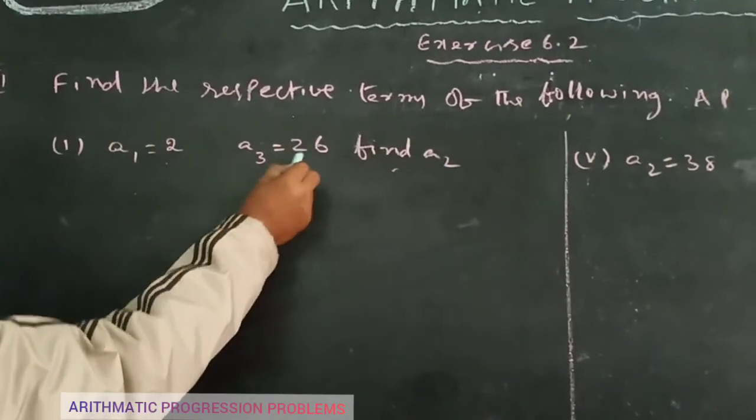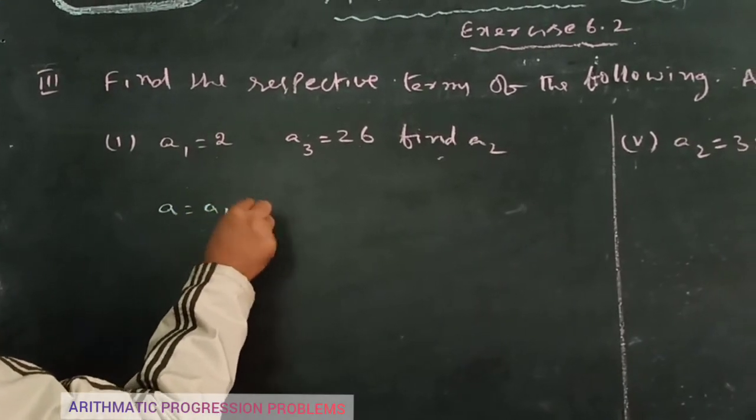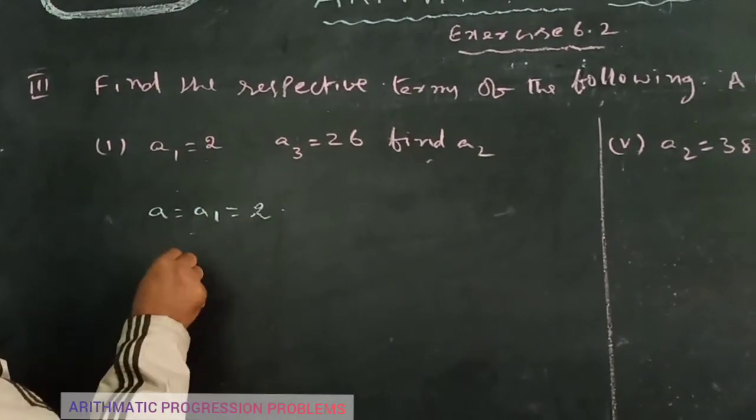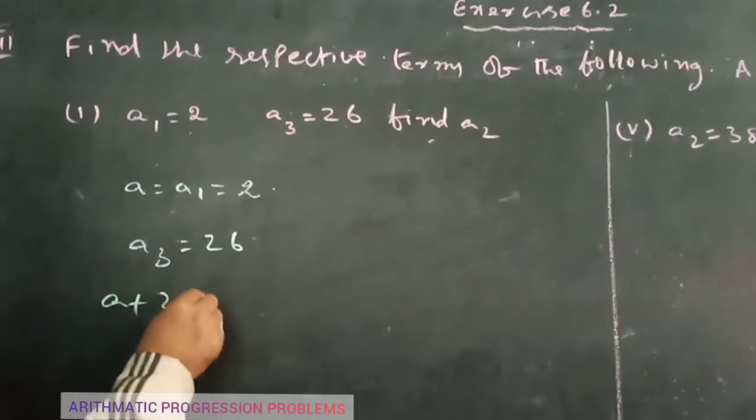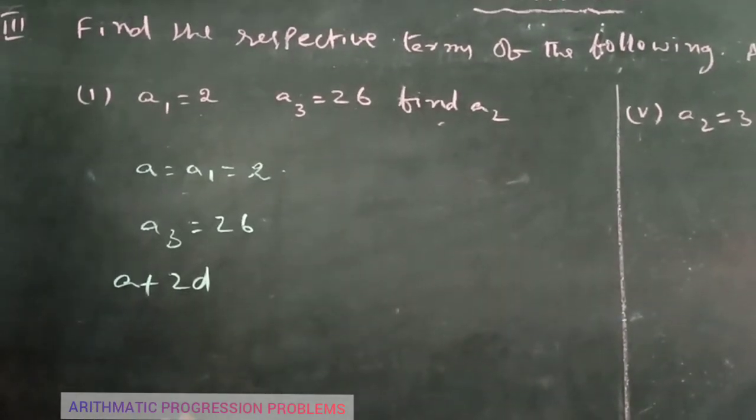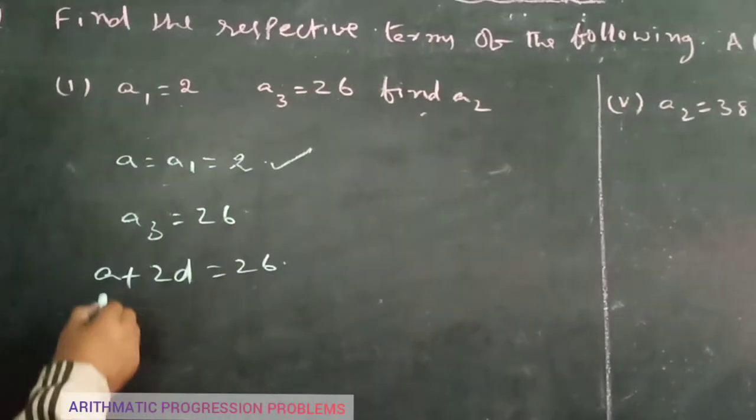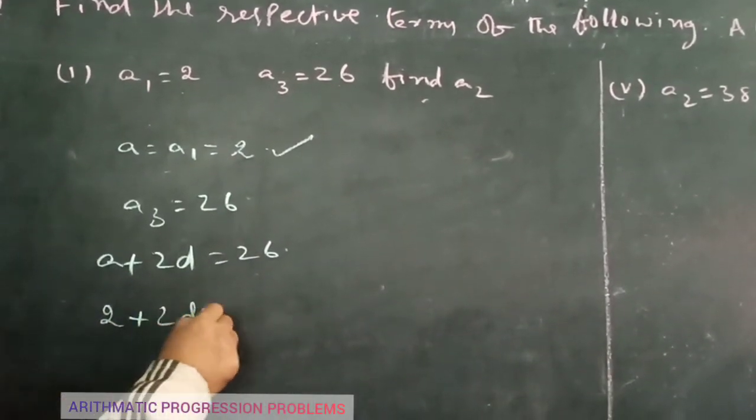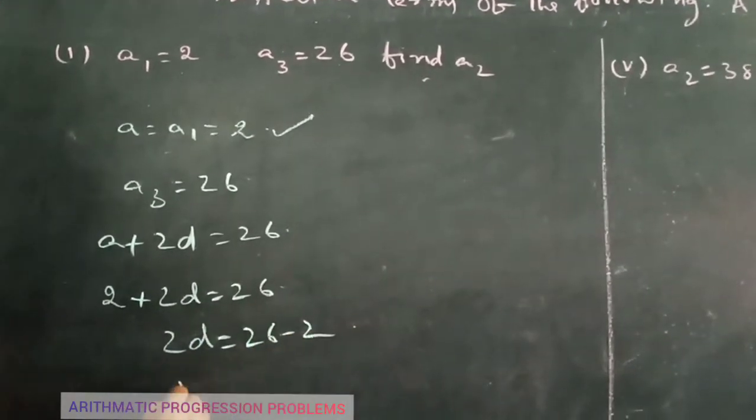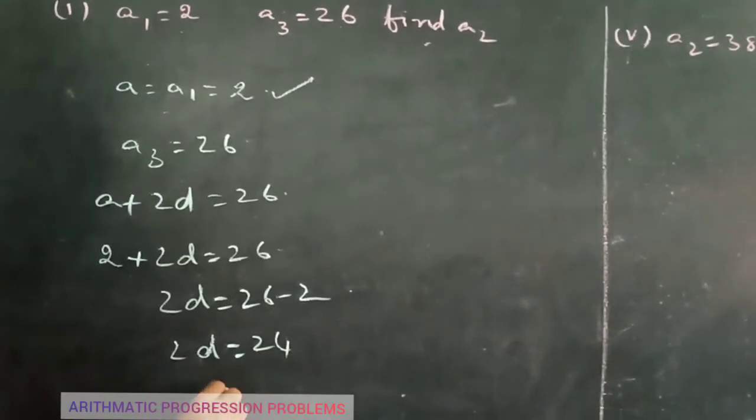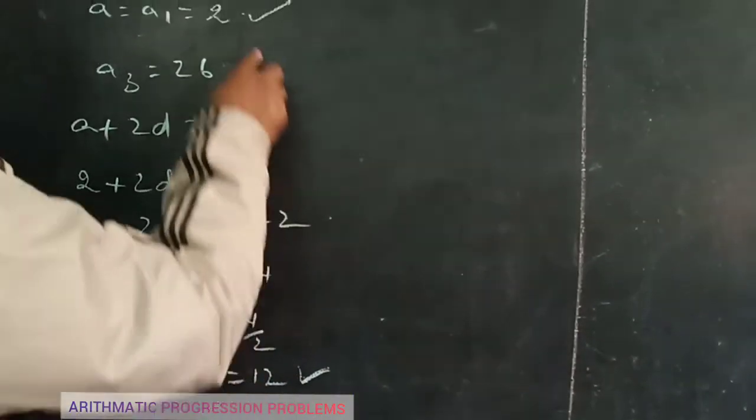Find the missing terms of the following AP: a1 equal to 2, a3 equal to 26. Find a2. So a1 is equal to a is equal to 2. What is a3? The general formula gives a plus 2d. The third term a plus 2d is equal to 26. Then a is 2, substitute here: 2 plus 2d is equal to 26. Then 2d is equal to 26 minus 2, 2d is equal to 24, d equal to 24 by 2. d is equal to 12. d is 12, a is 2.